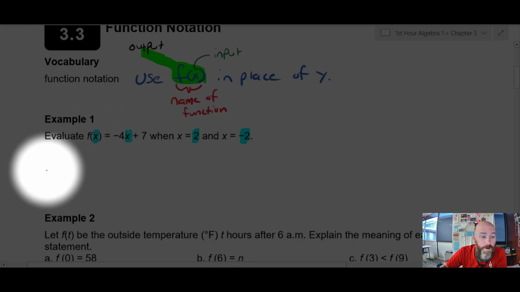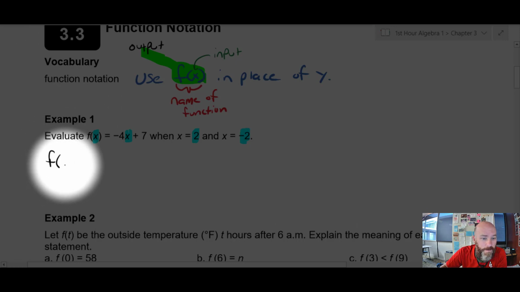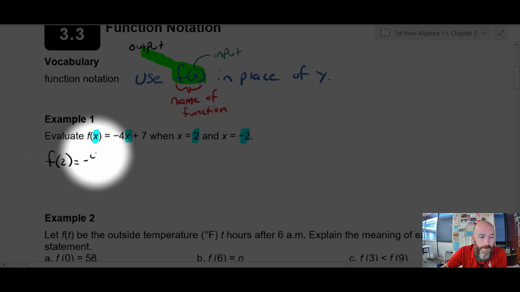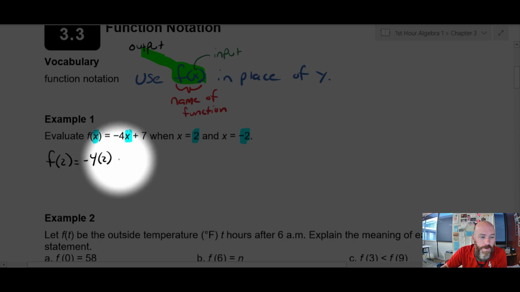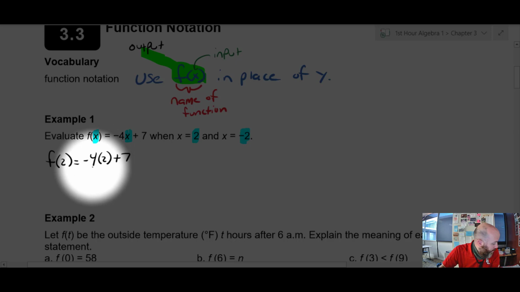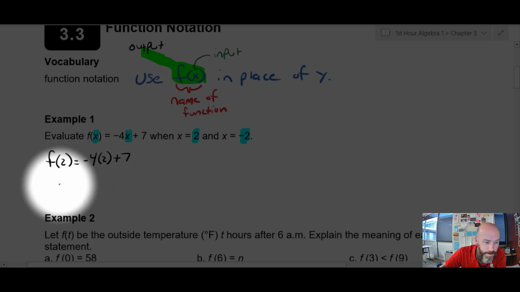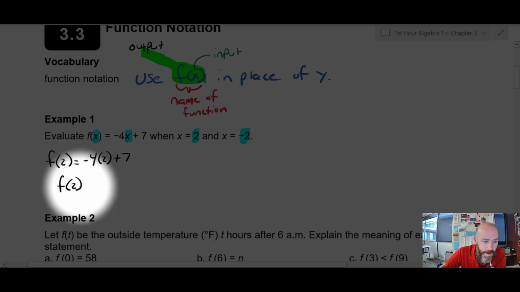So let's look at this first one. I'm going to write f of 2. So this is really asking what is the value of this function when I have an input of 2. And to figure that out, I'm going to write negative 4 times 2 plus 7. And then I could put that in the calculator and I get negative 1. So I'm going to say f of 2 equals negative 1.